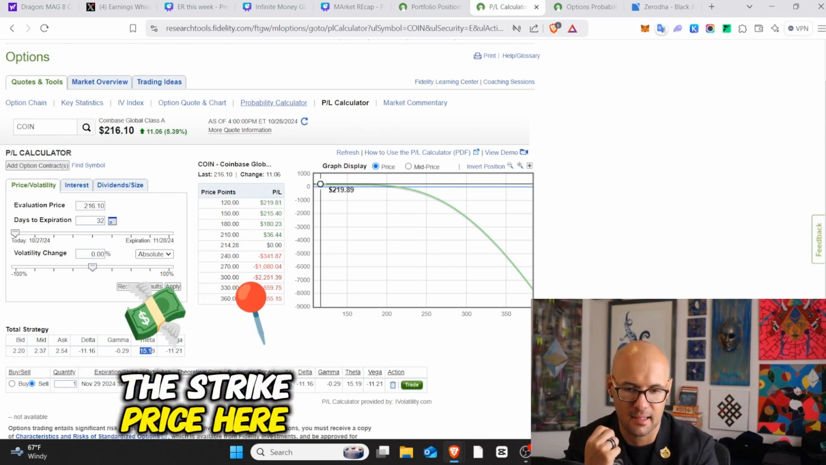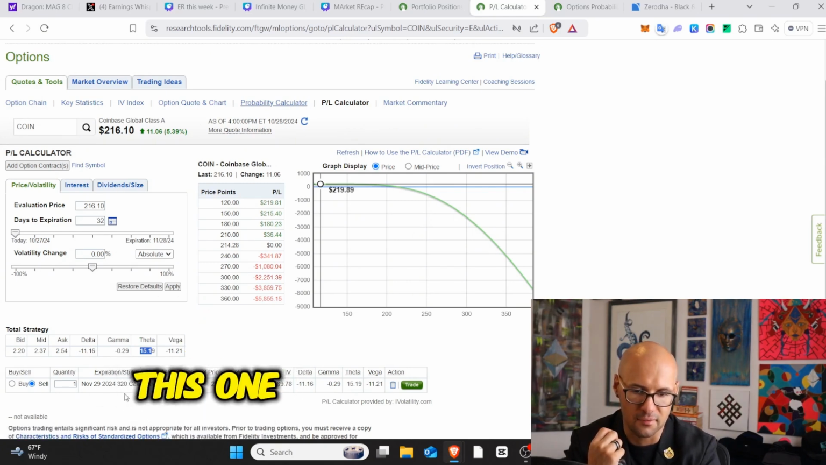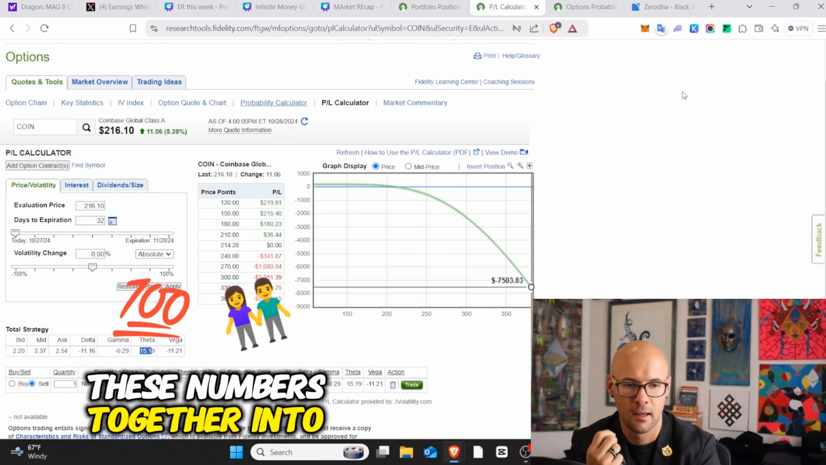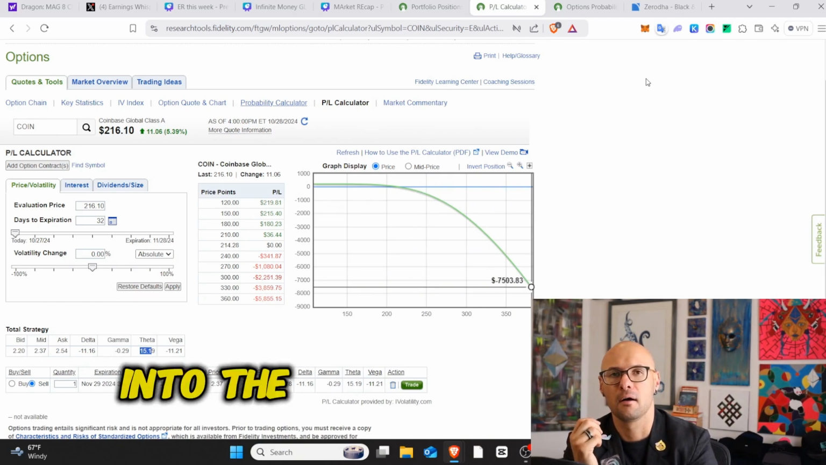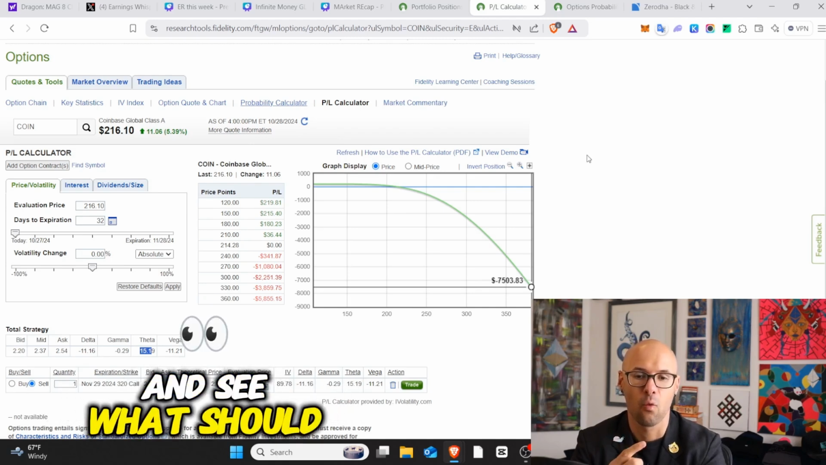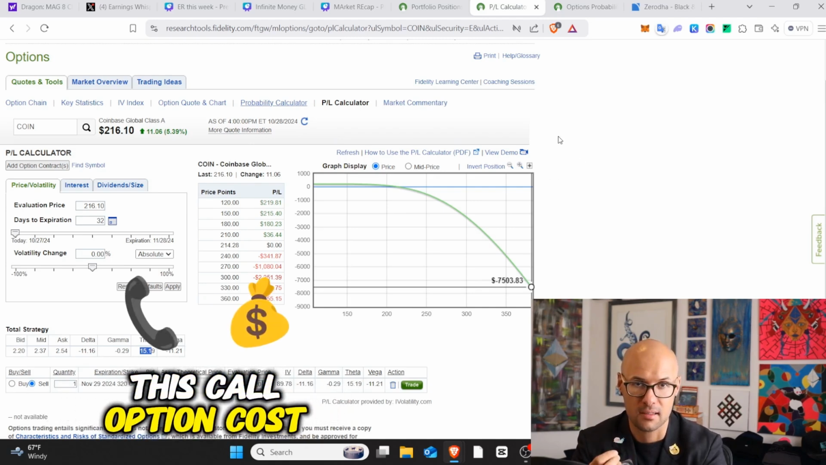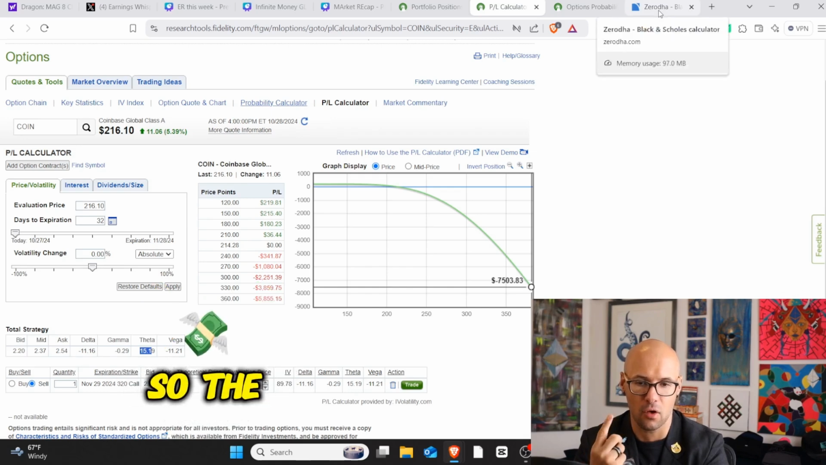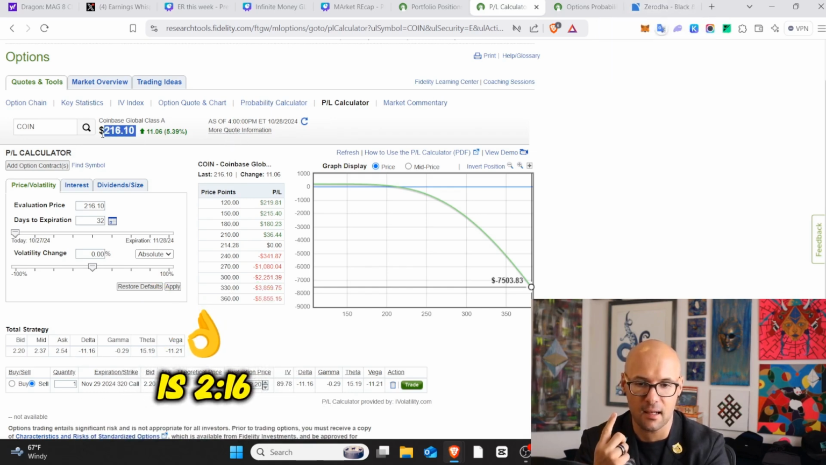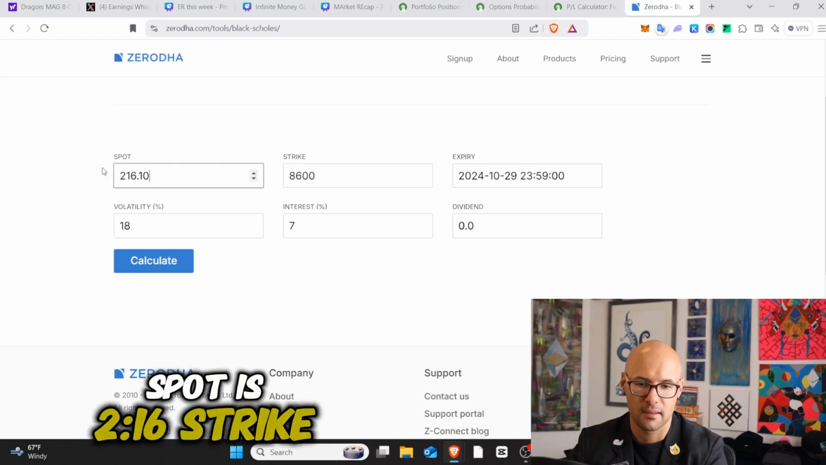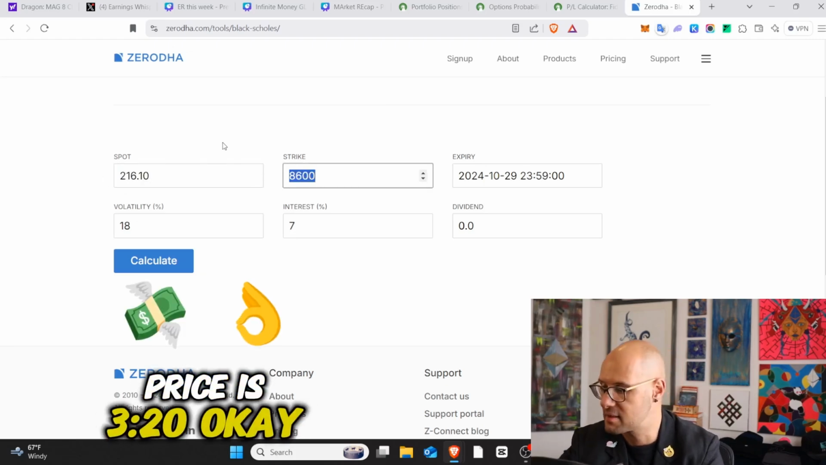The strike price of this one is 320. So let's put all these numbers together into the options calculator using the Black-Scholes formula and see what this call option should cost, so we know whether we're selling it for a good price or not. Okay, so the current price is 216. Spot is 216. Strike price is 320.